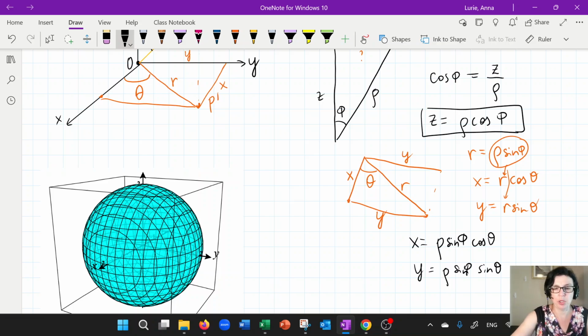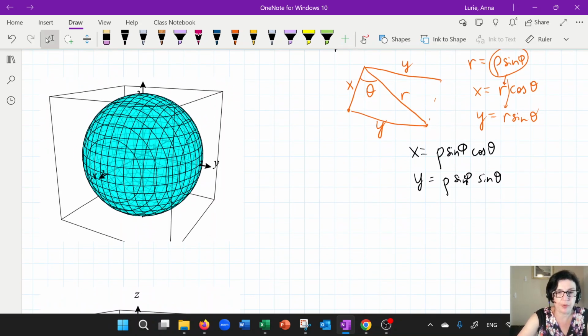Now, let me show you how to set up limits of integration over some common three-dimensional solids. So first, the whole sphere. So let's take a look. First, we're going to take a point on the sphere. So I'll draw that point, and let's call that point P. Now, we want to find out what would be the limits if we wanted to integrate over that whole sphere.